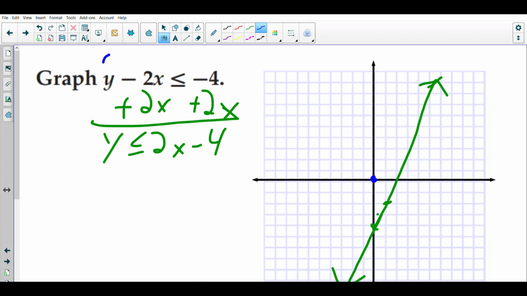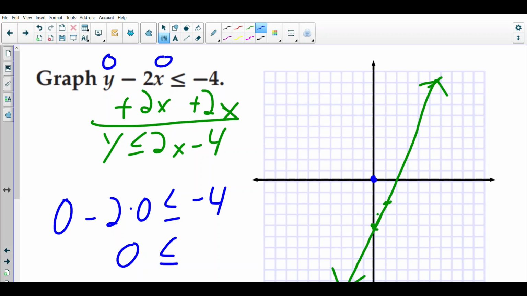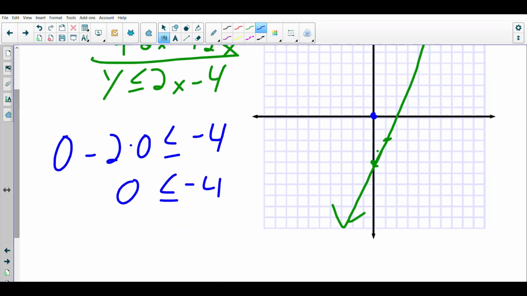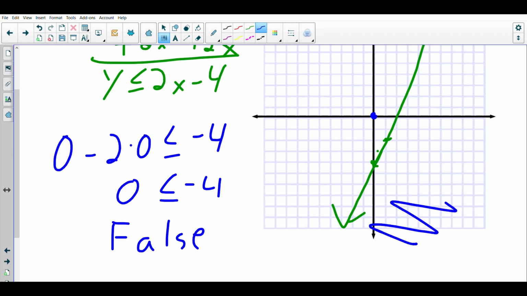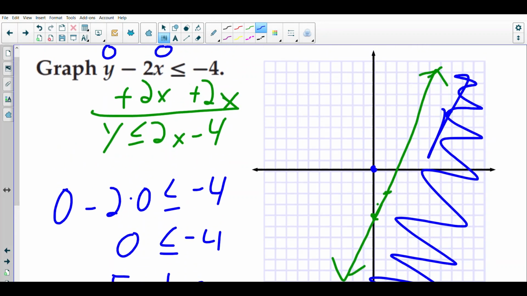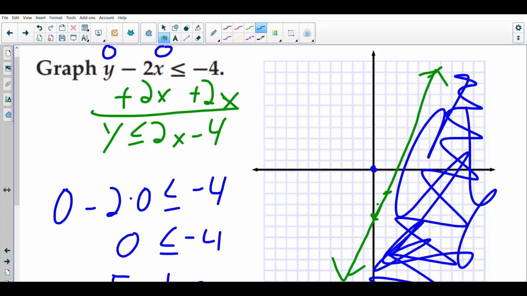I'm going to plug it into the original, 0, 0. And when I do that math, I get 0 minus 2 times 0, which is 0, is less than or equal to negative 4. So I get, is 0 less than or equal to negative 4? Is that true? Well, no, that's false. This is a false statement. So that means wherever 0, 0 is, I shade the opposite side. So I'm shading this side, in this case, the right side of the line. So all this stuff over here is our solution. That's our final answer, and we're done.